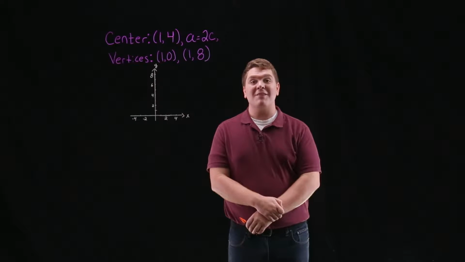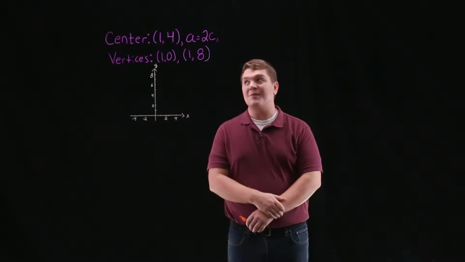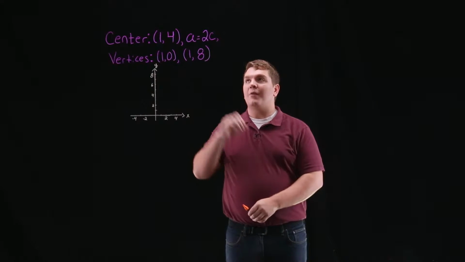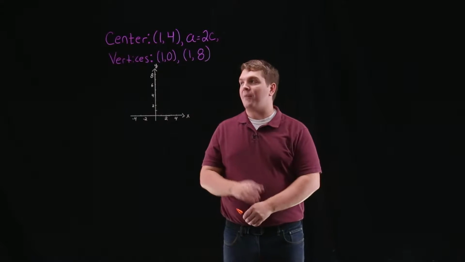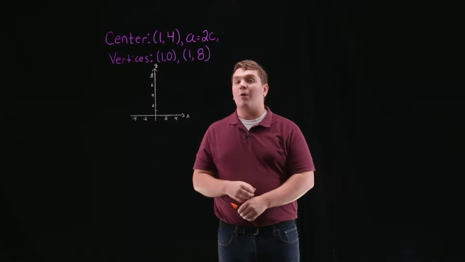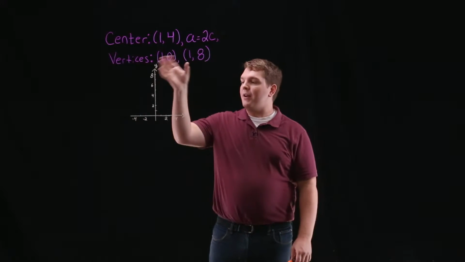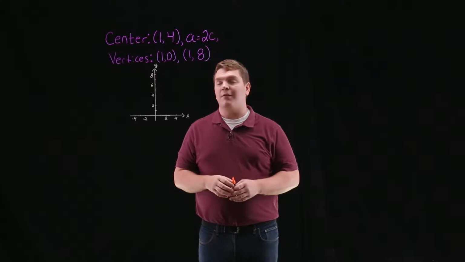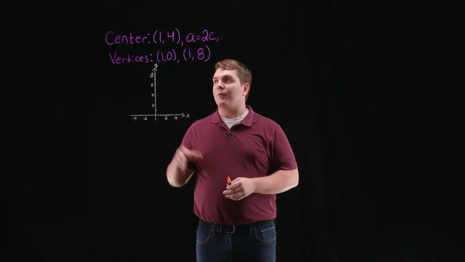For this problem, we're asked to find the standard form of the equation of an ellipse, which has the center at the point (1, 4). We know that a is equal to 2c, and it has vertices at the points (1, 0) and (1, 8). So let's sketch a real quick graph of what our ellipse is going to look like. This will help us in the long term.